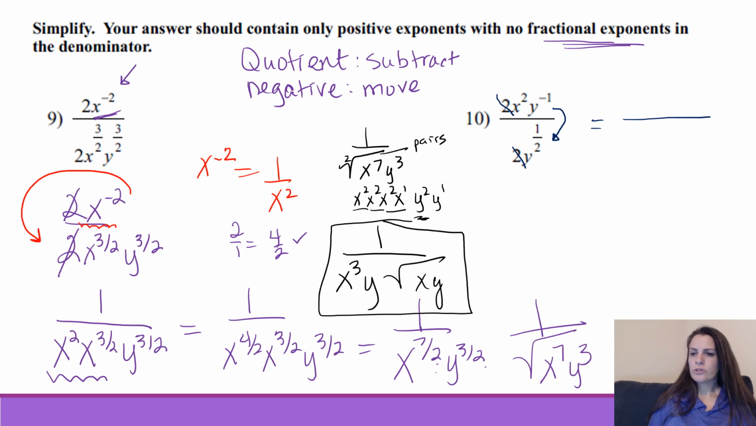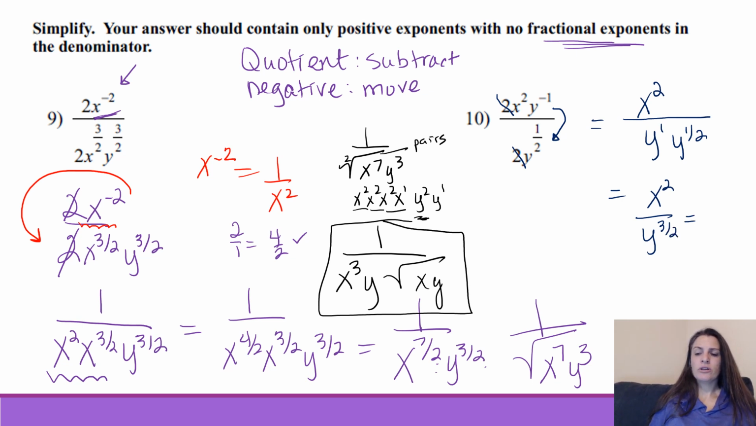So the 2's reduce, leaving me with an x squared in the numerator. Y to the negative 1 becomes y to the positive 1 in the denominator, and y to the 1/2 stays down there. Already has a positive exponent. So 2 terms in the denominator, we need to add those together. So I've got y to the first and y to the 1/2. That will give me y to the 1.5 or 3/2.